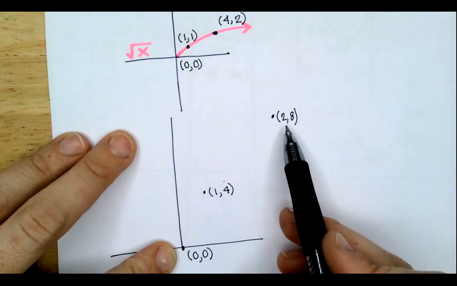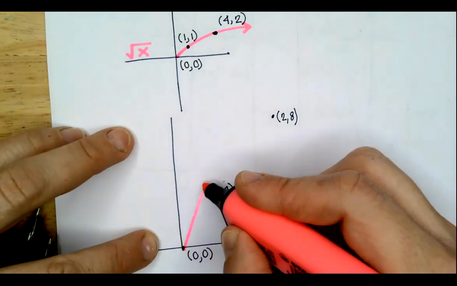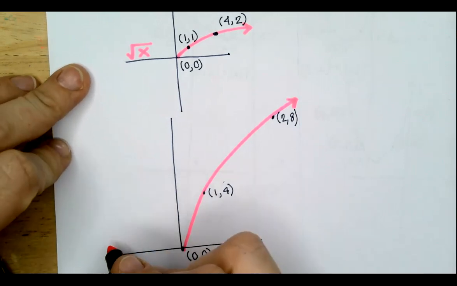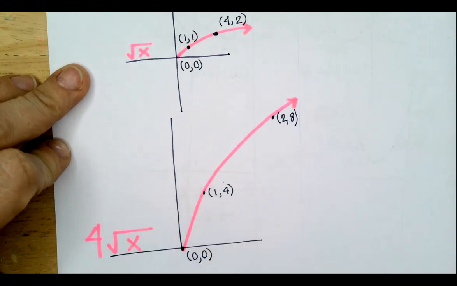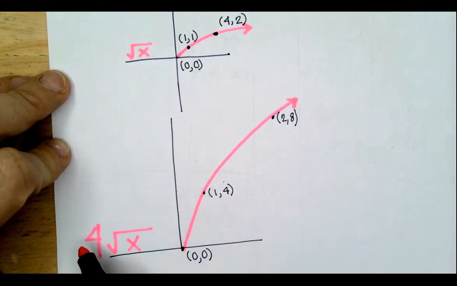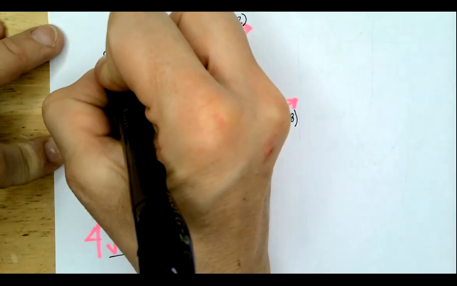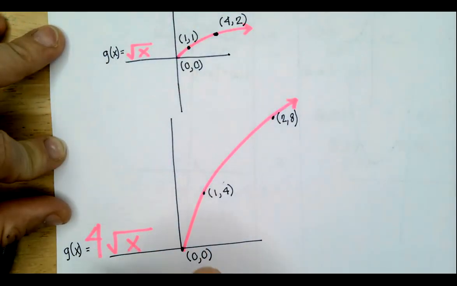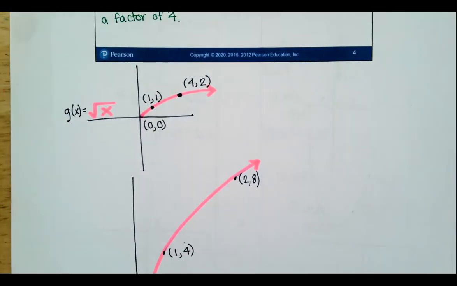We're stretching the y-axis by a factor of 4, so we're just making it really, really tall. But the x values stay the same. So that is, I didn't even remember, the 4 is outside. 4 square root x. Good? Okay.